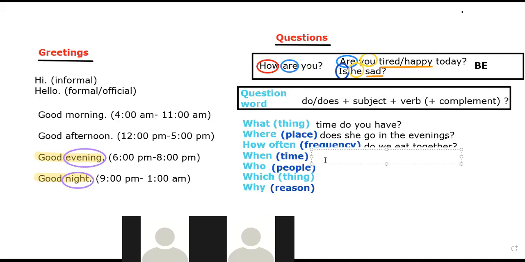Then we have when. And we can say, when does he finish work? When does he finish work? So we have does from here. The subject is he, verb finish, and work is the complement. Who?